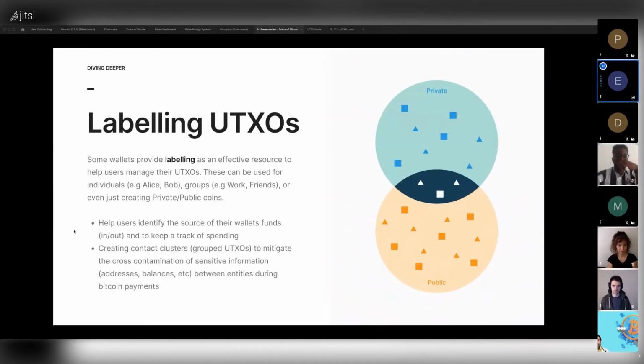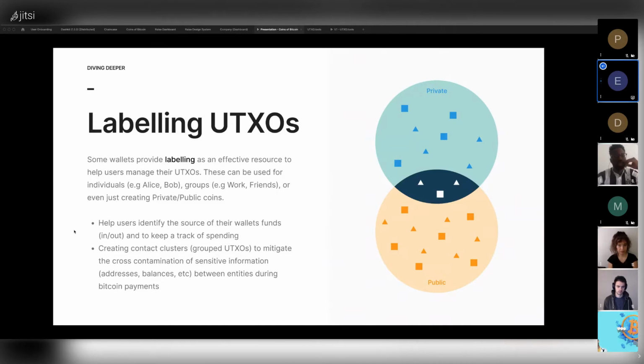Some wallets obviously provide labeling as an effective tool to help people manage their UTXOs. I mentioned that this can be used for individuals, or maybe for groups or even institutions. So, you know, it could be: these are my Coinbase coins or my Binance coins, and making sure that you don't overlap or mix them. I use this term cross-contamination, so we're not cross-contaminating our coins. And again, particularly for privacy later on.